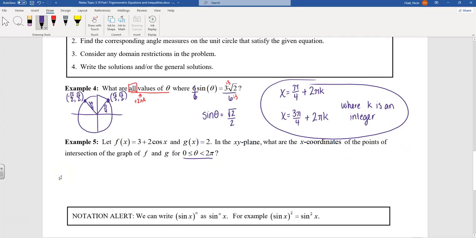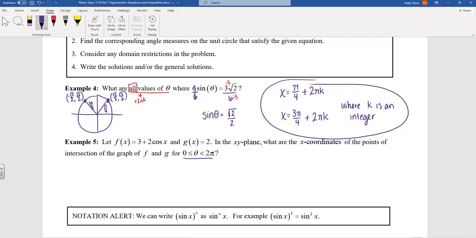For 5, we've got f of x equals 3 plus 2 cosine x. G of x equals 2. In the xy plane, what are the x coordinates of the points of intersection of the graph of f and g for 0 to 2 pi? So this is a calculator inactive question. You can't graph it and look at it. They love to do these types of problems on the AP exam.